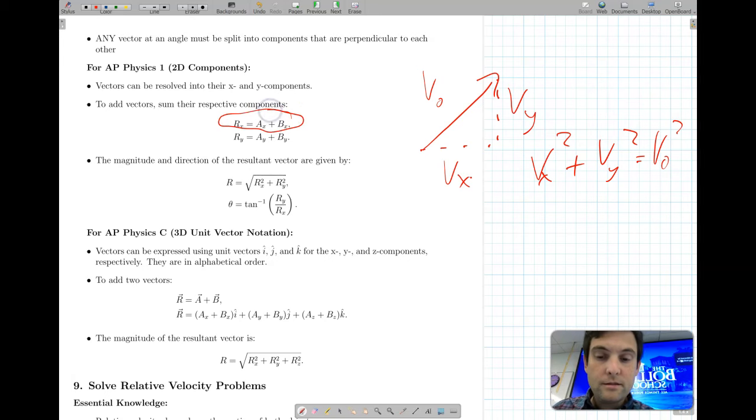That's all this says. Your resultant vector in the x direction equals your vector A in the x direction plus your vector B in the x direction. Vector y, same thing. The magnitude and direction of the resultant vector are given by this. This is just resultant, resultant in the x direction, resultant in the y direction. This is if we have multiples, and we add them and we get that. To find the direction that our resultant vector is pointing, we're going to use this directional formula.